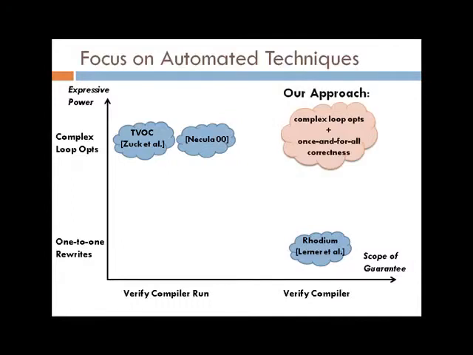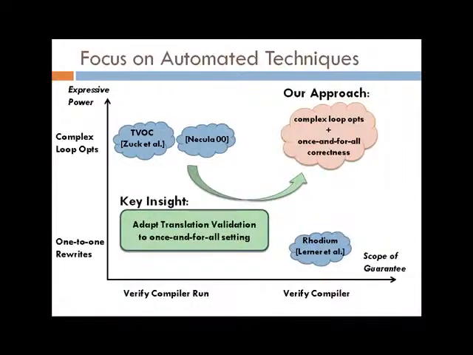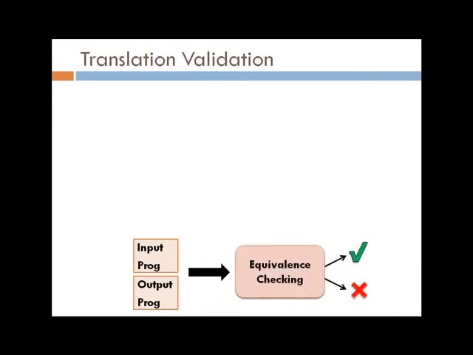It allows even complex loop optimizations to be proven correct once and for all in a fully automated way. Our key insight is that we can generalize traditional translation validation techniques to the setting of once and for all correctness proofs. To better explain how we do this, let's first take a closer look at how translation validation works. In translation validation, for each run of the compiler, we take the input program that the compiler starts with and the corresponding output program it produces and pass them to a tool that determines whether or not they are semantically equivalent. The downside here is that we only know that these two specific programs are equivalent. That is, that this one single run of the optimization was correct.